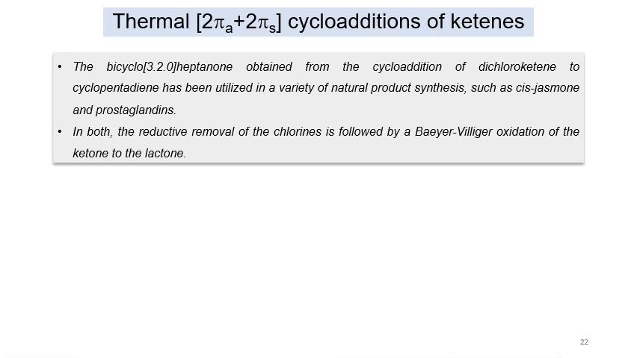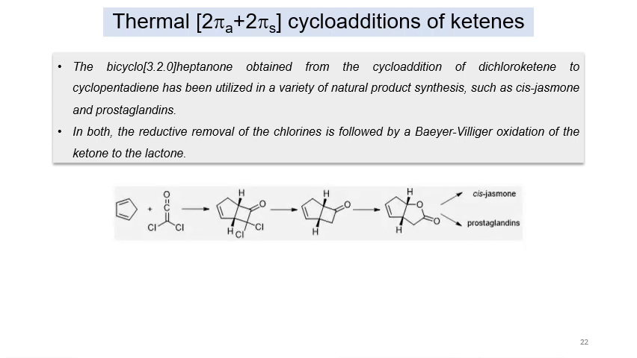Okay, let's see some examples. In this particular case, there's a very good application of the thermal pi 2a plus pi 2s process of ketenes. Here, a bicyclo[3.2.0]heptanone has been obtained from the cycloaddition of dichloroketene to cyclopentadiene in a 2+2 cycloaddition. This has been taken further to synthesize two very important natural products, cis-jasmone and a variety of prostaglandins.